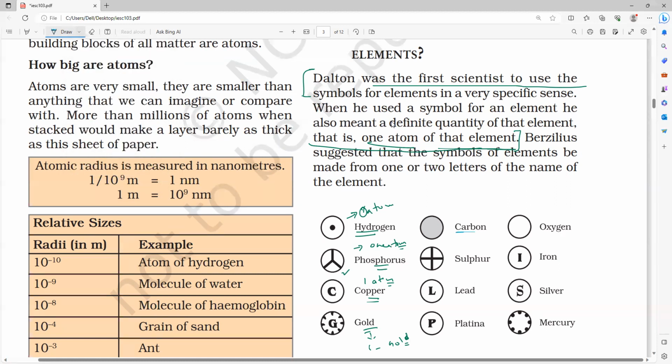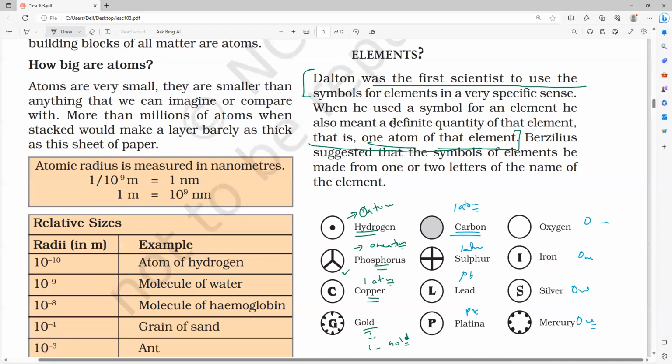Same way, carbon. Carbon is representing how many atoms? One carbon atom. Sulfur also one atom. Lead one atom. Platinum one atom. Do you understand it? And oxygen also one. I told particularly. Iron also one. Silver also one. Mercury also one. That's all. Clear, everybody? Understand, Amma?